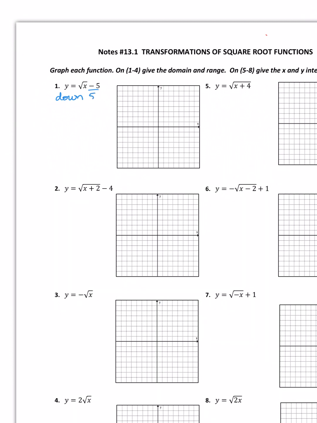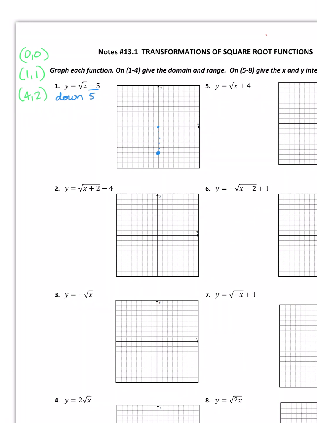So it's down 5. So I go, what was that? Origin 0, 0. I'm going to go down 5. 1, 2, 3, 4, 5. I'm going to remind you for a second, those points that we used before, 0, 0, and then 1, 1, and then 4, 2. Those were those parent points from our function, right?